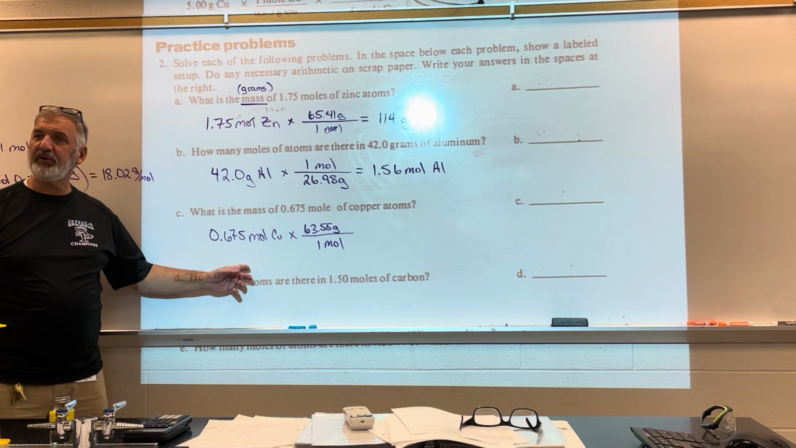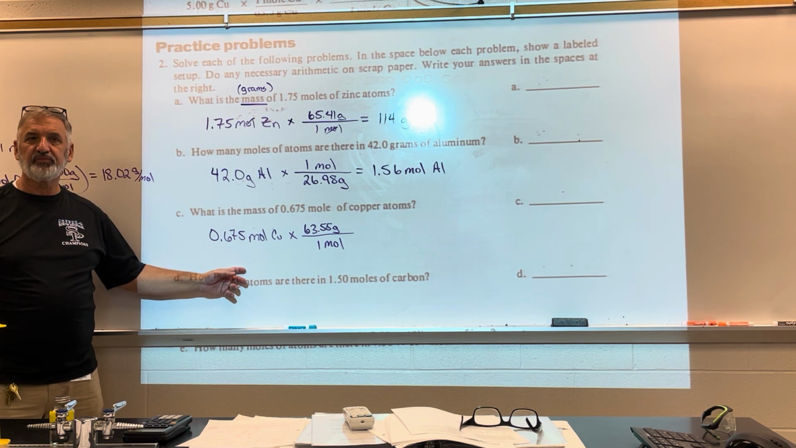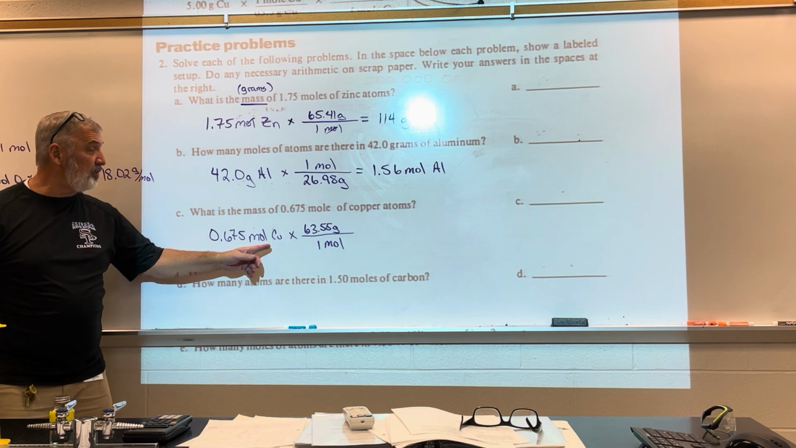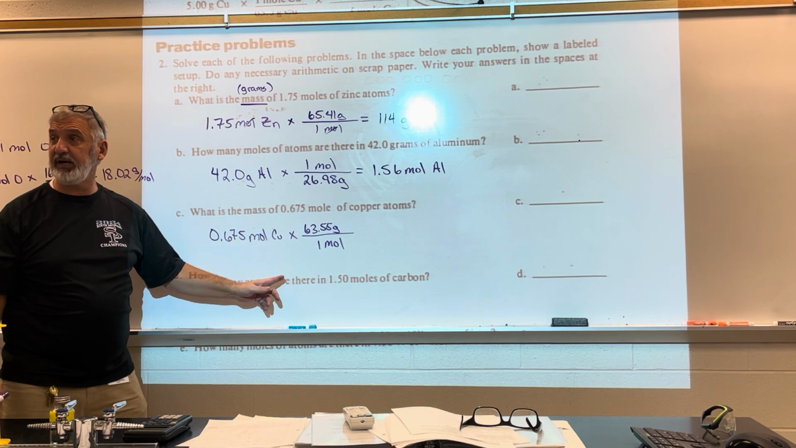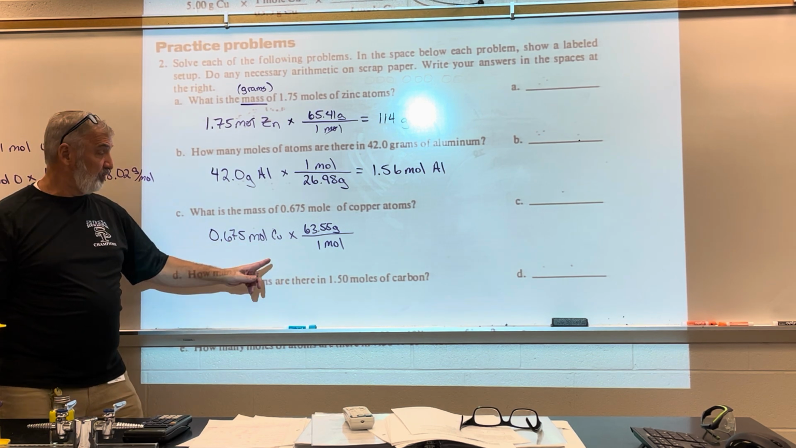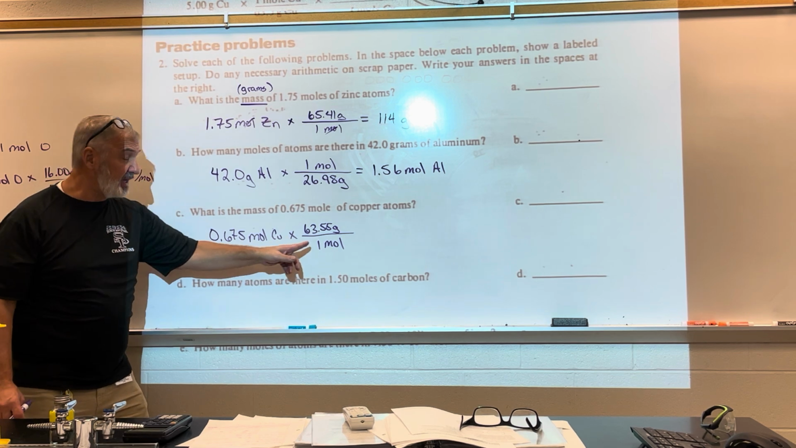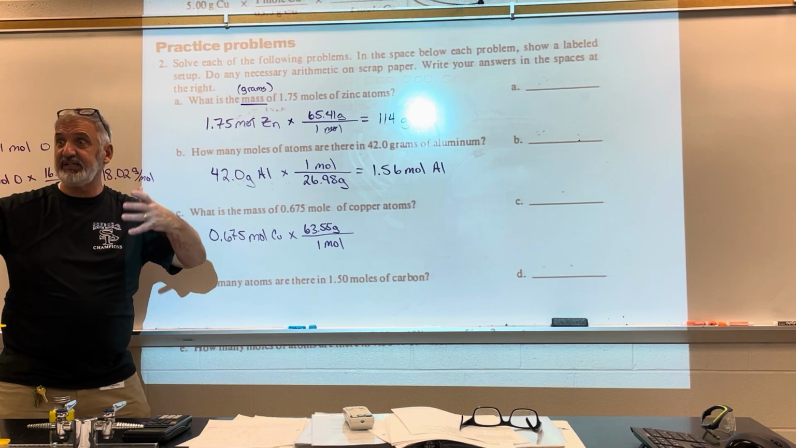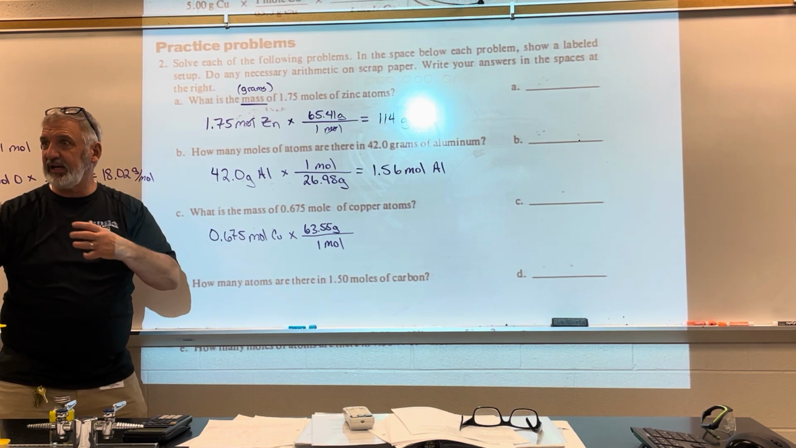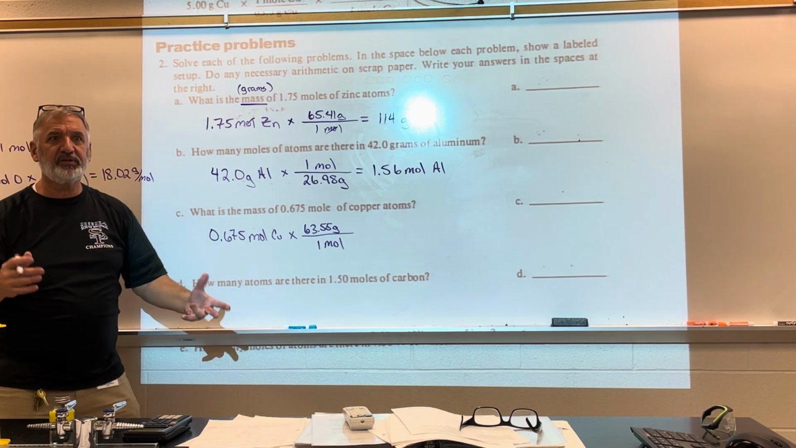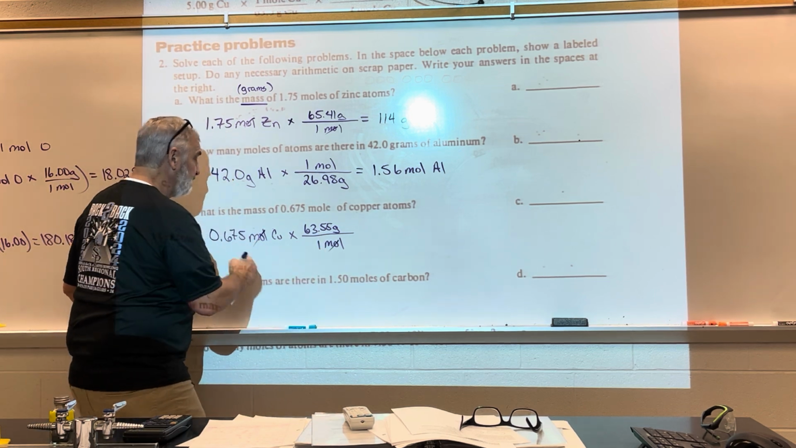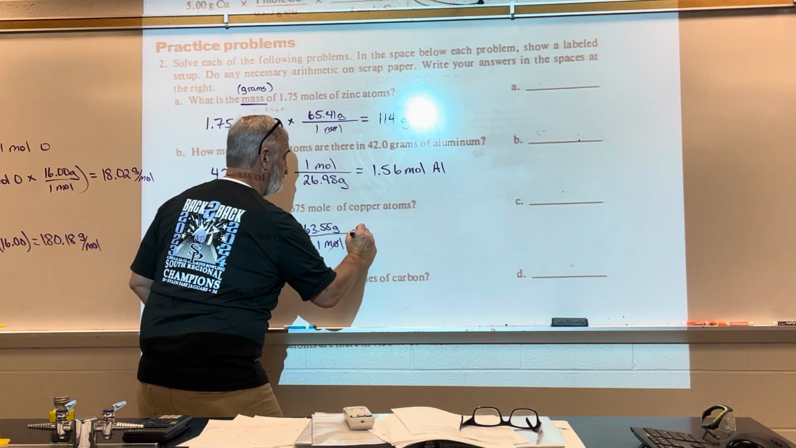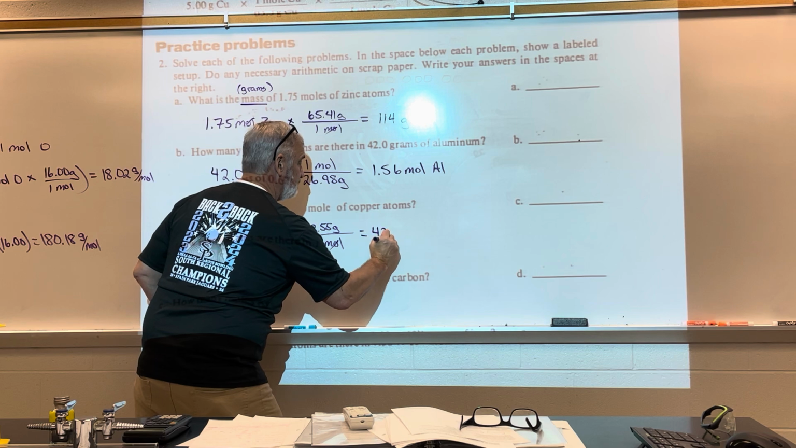Does everybody know where those numbers are coming from? How do you know which one to put on top, which one to put on the bottom? Whatever's on top here, it's got to go on the bottom there. That's why we learned dimensional analysis. So hopefully it's had 9 weeks to sink in. Both on top, so we multiply them here, what do you get? 42.9 grams of copper.